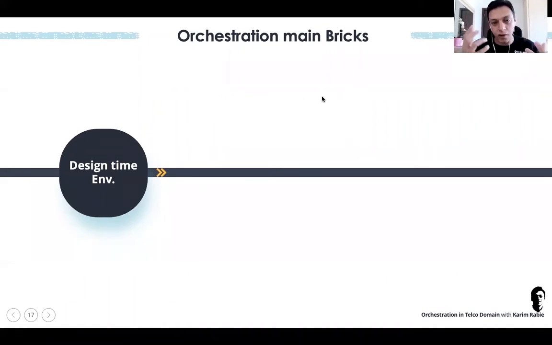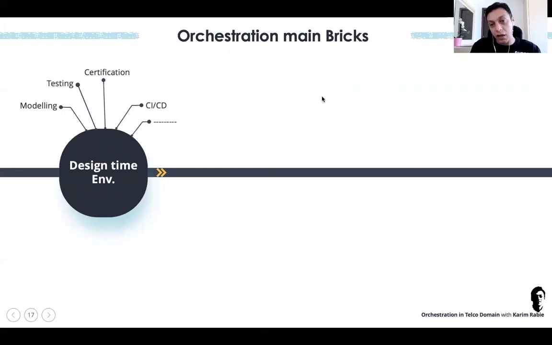That's the orchestration brain. It might look a little bit like a basic definition, but that's the case if you review ONAP. And we will go to the ONAP slide, for example. I will map this term or understanding to the ONAP slide. So what's happening on the design time environment? You see terms like modeling, testing, certification, and CI/CD, and many other things.